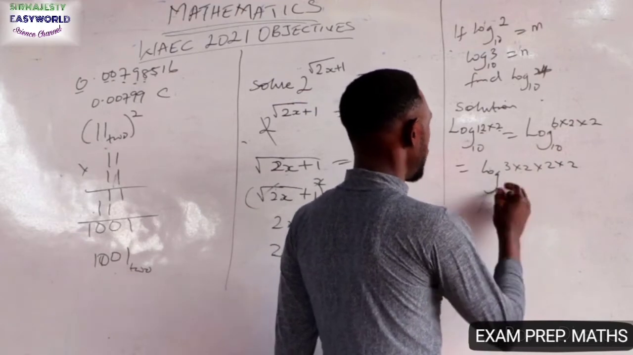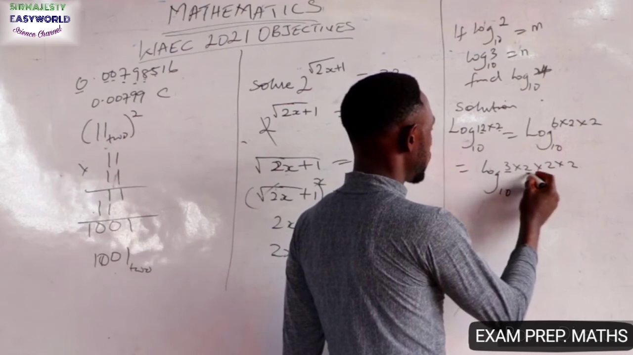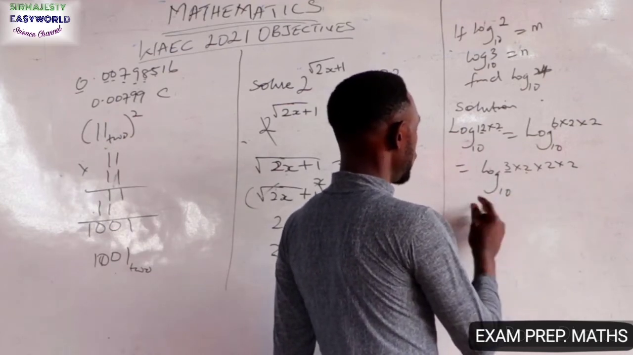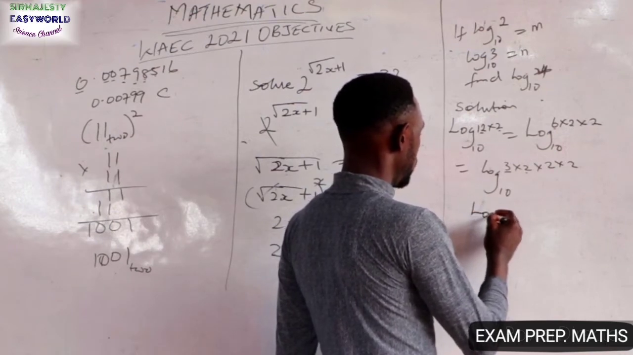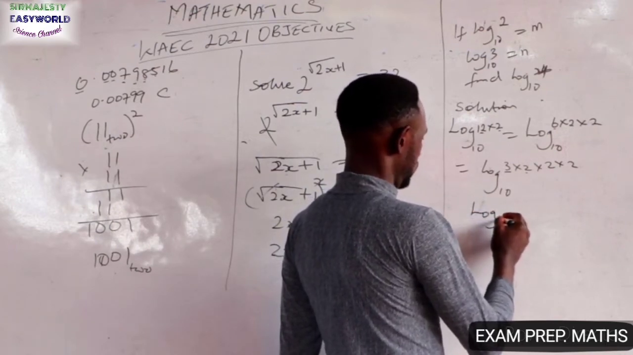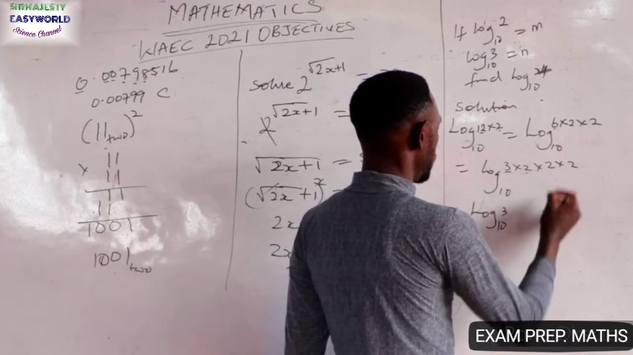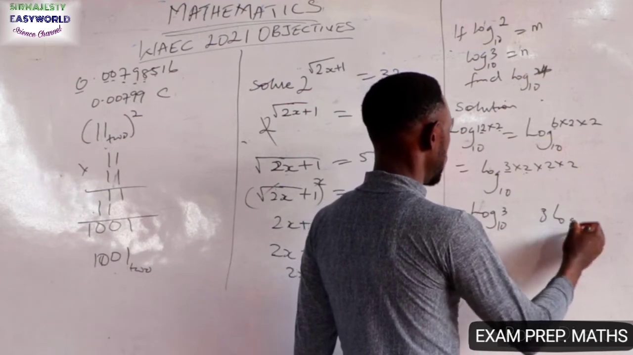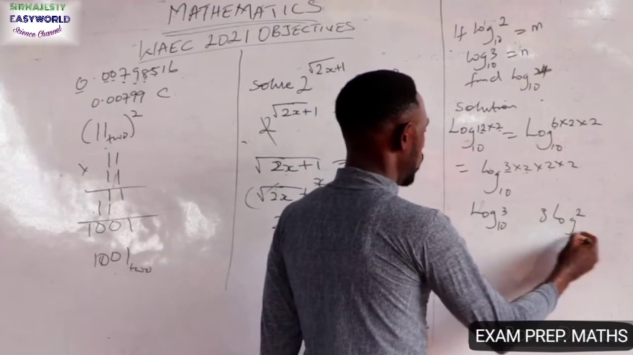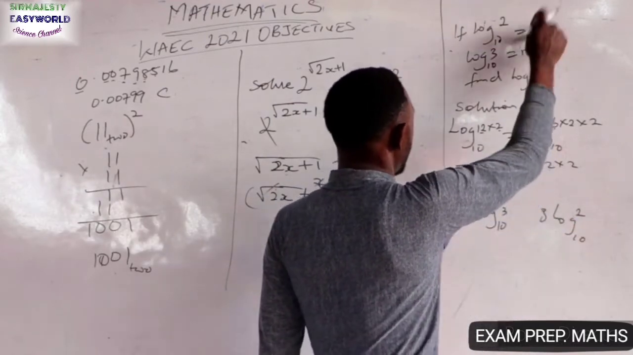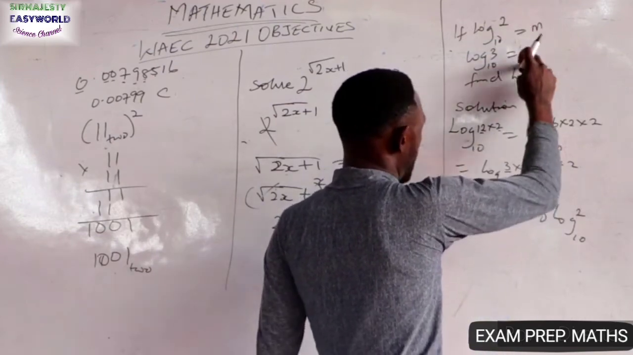So in this case, we have broken it down. And if you check, how many of the log 3 do we have? 1, then 3 2s. So which means what we have now is actually log 3, just one of it, then 3 log 2. And they told us that log 2 should be seen as n. So I'm correct there? Yes. Then log 3 should be seen as m.